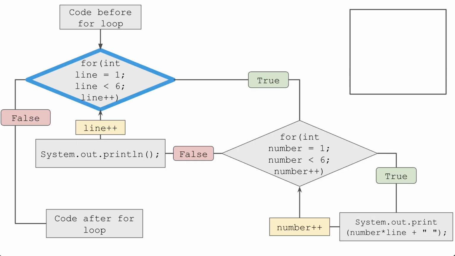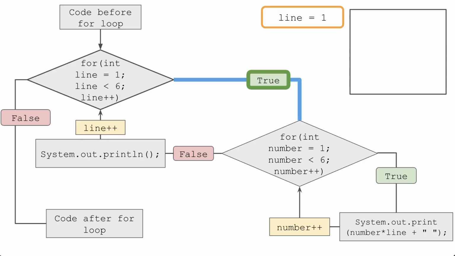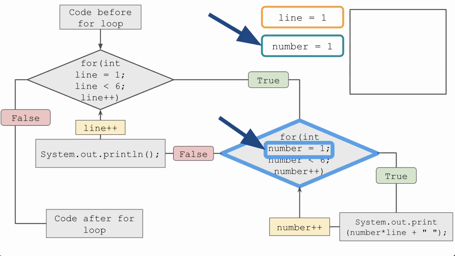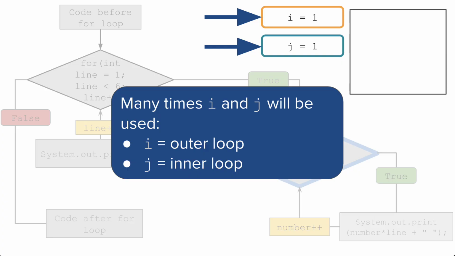The computer enters the outer for loop header. This creates the loop counter named line and initializes it to 1. Next, the Boolean expression is checked. Is line less than 6? This is true, so the code inside of the outer loop is executed, which happens to be another for loop. Here, the inner loop control variable number is initialized to 1. An important note here, when using nested iteration, the inner and outer loop control variables must be different. Many times, i and j will be used, i for the outer loop and j for the inner loop. But to keep our loops clearly defined, we'll continue using line and number in our example.